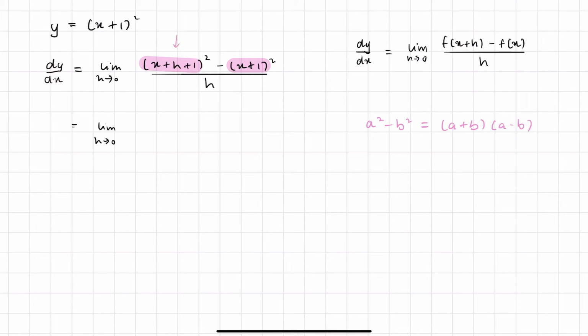Again, I'm just going to label here, that's a squared, and this is b squared. Okay, so first of all, I'm going to have 2 big brackets all over h. So a is just x plus h plus 1 plus b, x plus 1. And next bracket, we have a minus b.